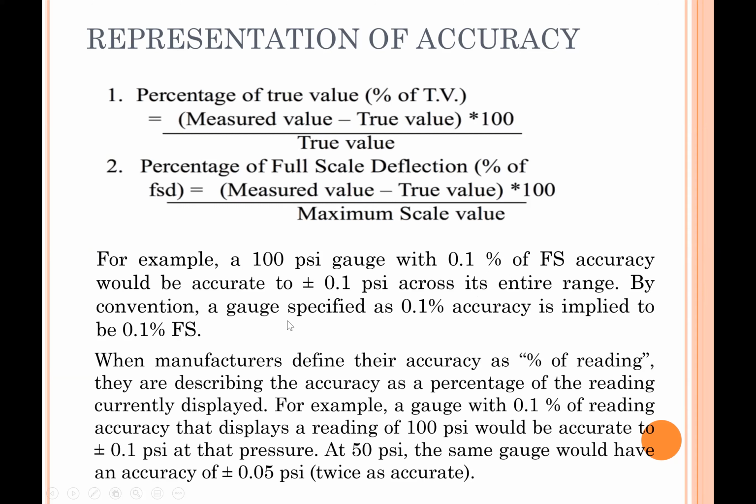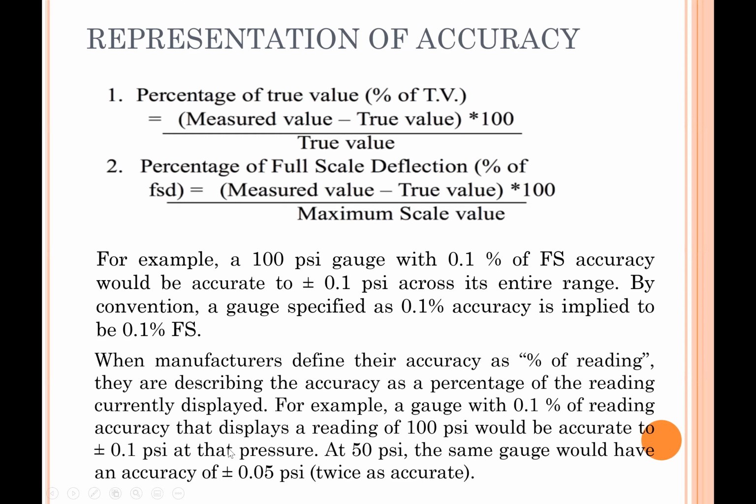By convention, a gauge specified as 0.1 accuracy is implied to be 0.1% full scale. So in general, if you're not using any other term and you say 0.1% accuracy, it by default means full scale accuracy. When manufacturers define their accuracy as percentage of reading, they are describing the accuracy as the percentage of the reading currently being displayed. For example, a gauge of 0.1% of reading accuracy that displays a reading of 100 psi would be accurate to plus minus 0.1 psi at that pressure. At 50 psi, the same gauge would have an accuracy of plus minus 0.05 psi.